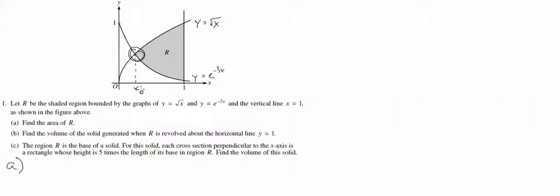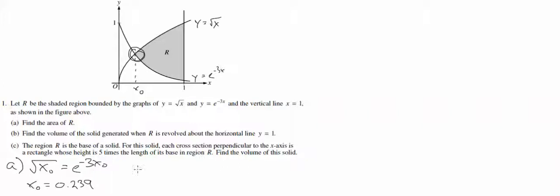How do we find x naught? Well, it's the x value where the two curves intersect. So to find that value, we just need to find the intersection. We need to set the equations of the two curves equal to each other. So we say square root of x naught equals e to the negative 3x naught. And we can use our calculator on this problem. So plugging that into our calculator and solving, we get that x naught equals 0.239.